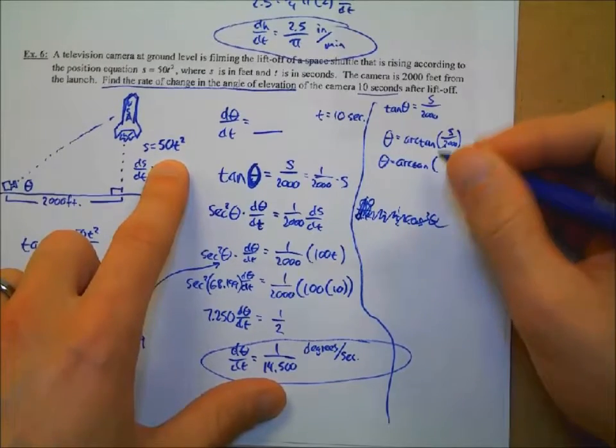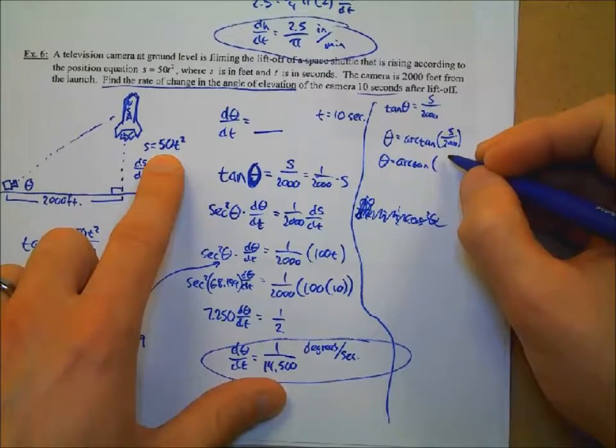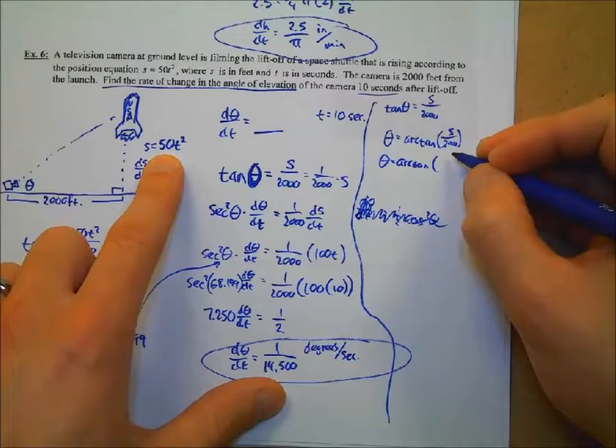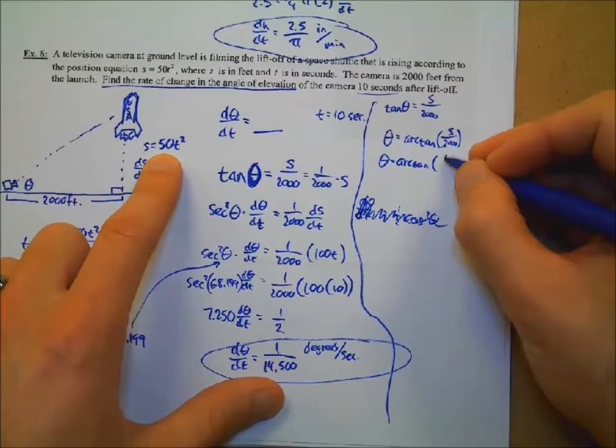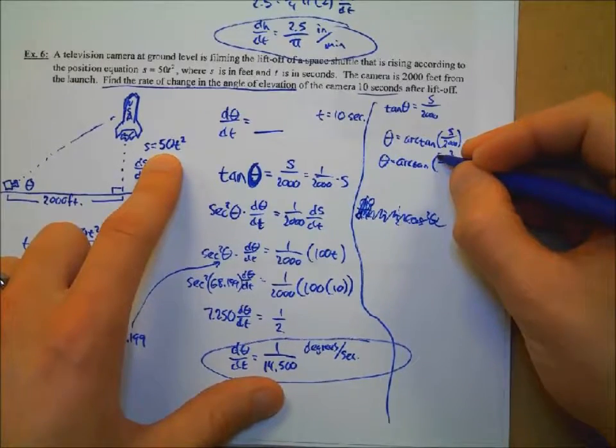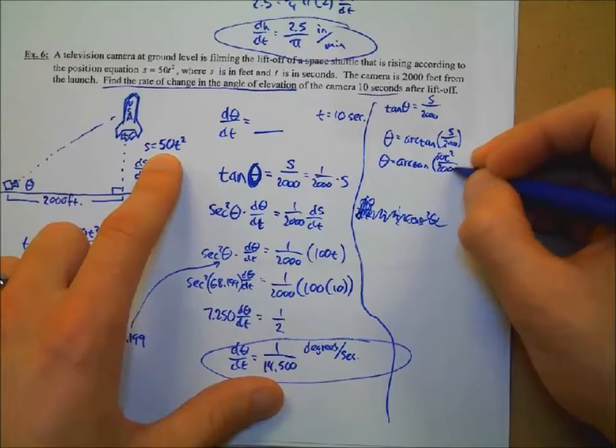So then we'll plug in the 50t squared, but then we'll simplify it too. So let's see here, 2,000, and then the 50 simplifies to... oh goodness. We could have... we'll actually leave it. If that's what you did, we'll leave it. So 50t squared over 2,000 like that. Okay, just like so.